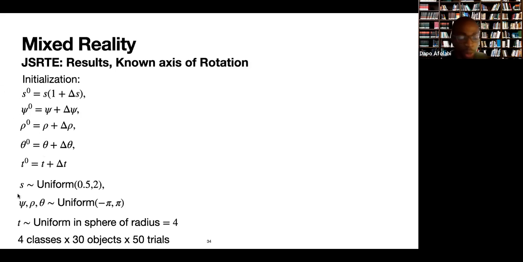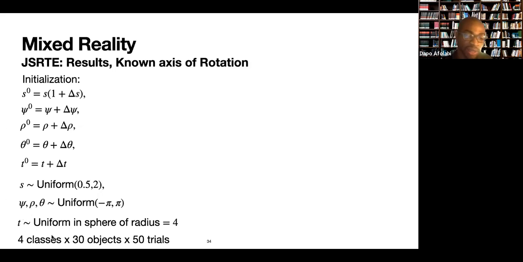To make the problem a little bit fair, we randomly initialize the true scale uniformly from 1/2 to 2 of the initial shape we're looking at. The same we do for rotation, where all the variables can go from -π to π. And the translation we randomly initialize within a radius of 4, so everything is in meters. So the shape could be from 0 to 4, or -4 to 4 here. And we test this over 4 different classes of objects.